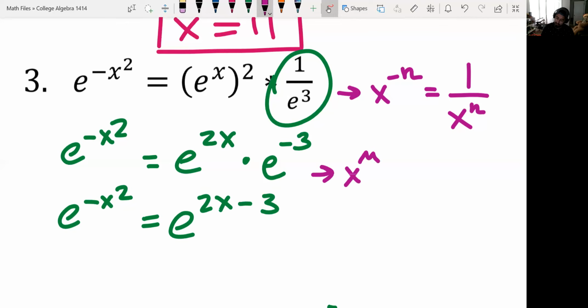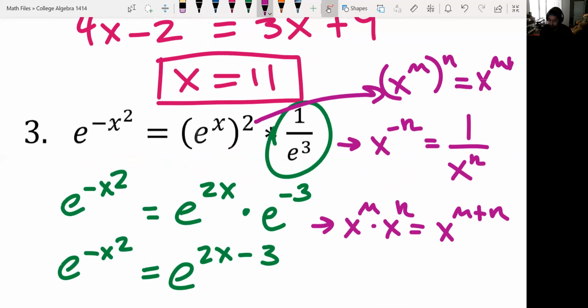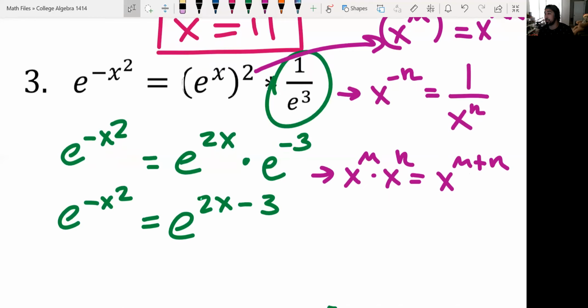This used x to the m times x to the n gives me x to the m plus n. All right. And I guess I could show this one, right? This one used x to the m raised to the n gives me x to the m n. There you go. Look at all these exponential properties that you remember, right?